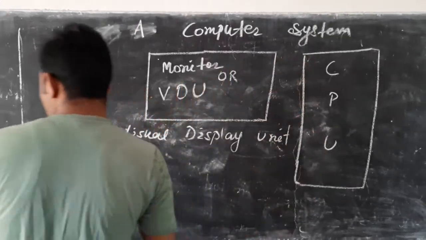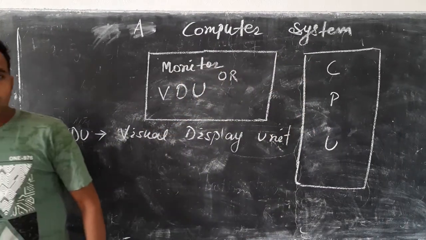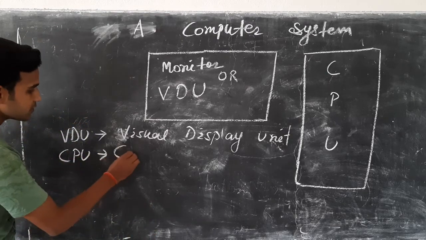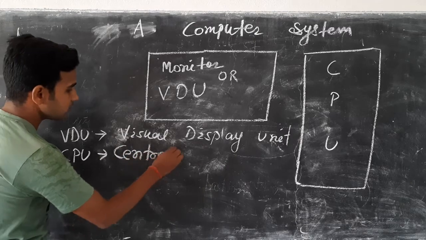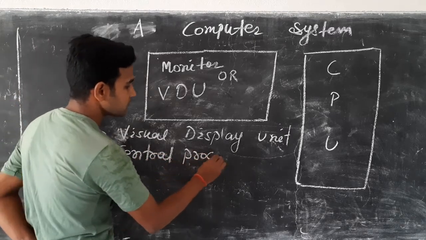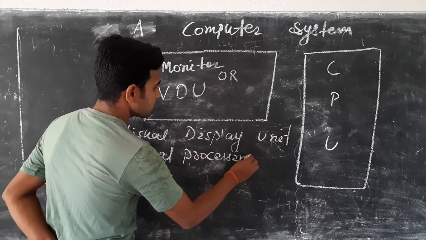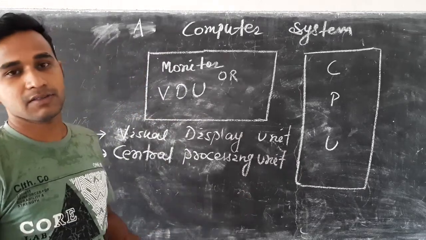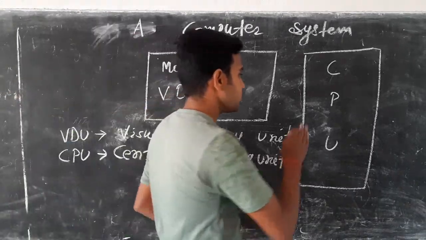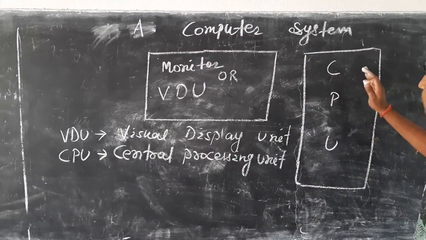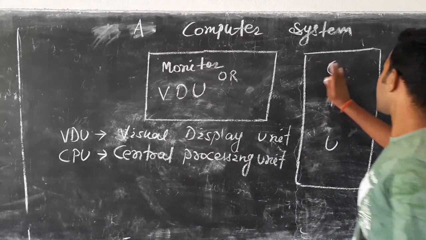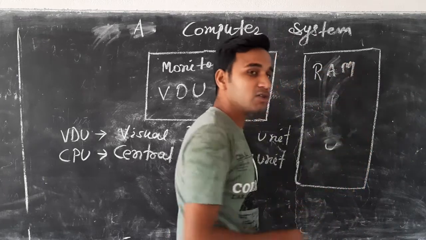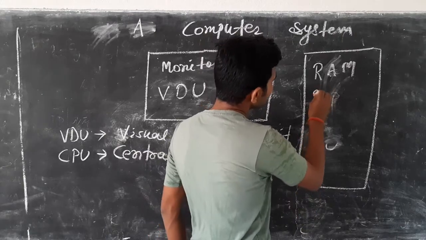CPU. You already know about this one. CPU stands for Central Processing Unit. This is the processing device. This is the CPU cabinet. The CPU cabinet has many parts, like RAM is available here, and ROM is also available here.